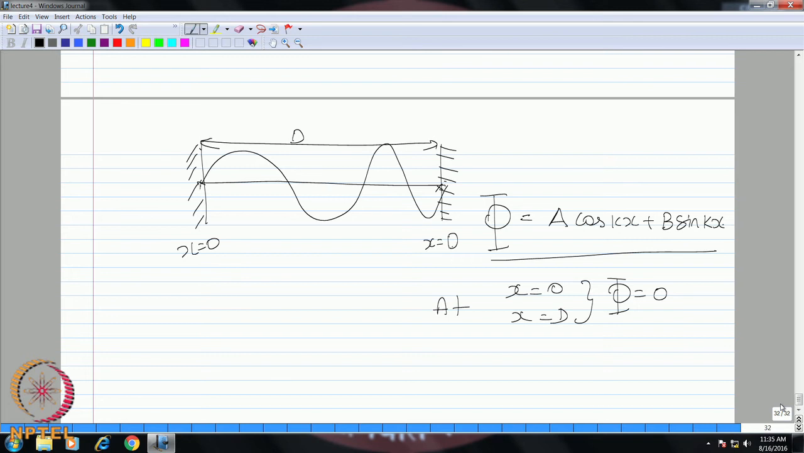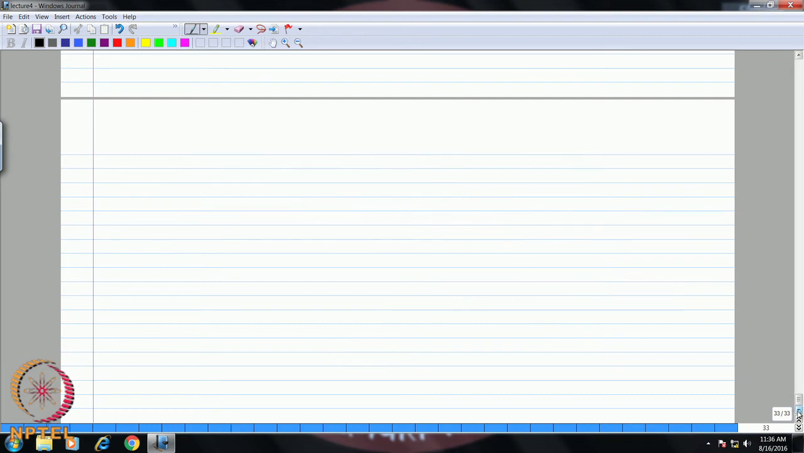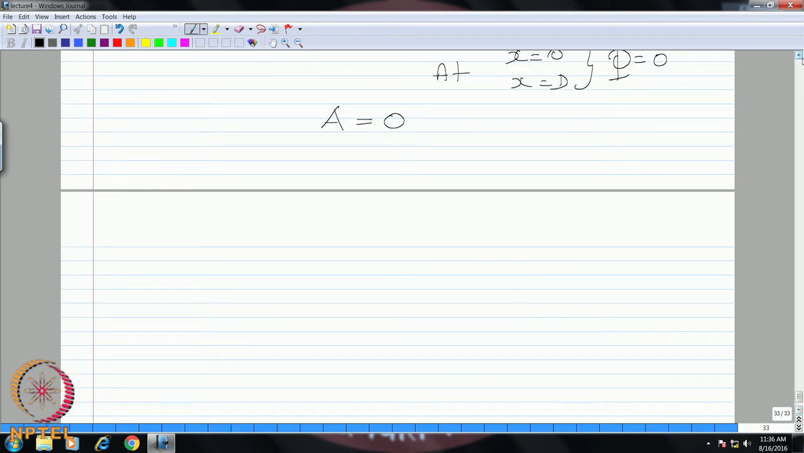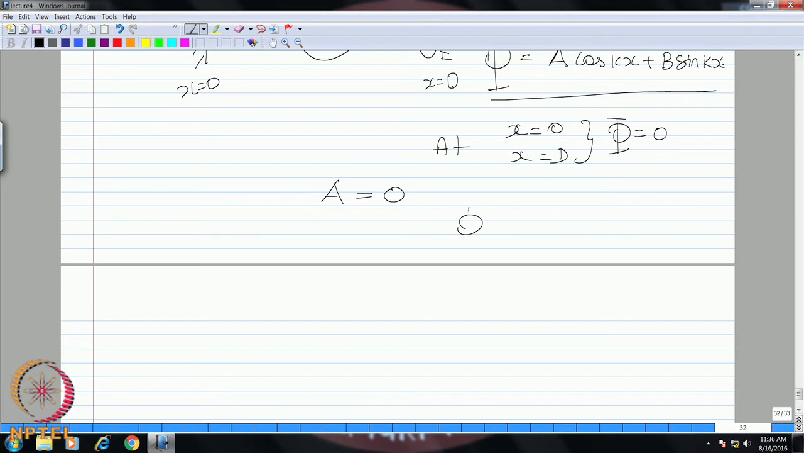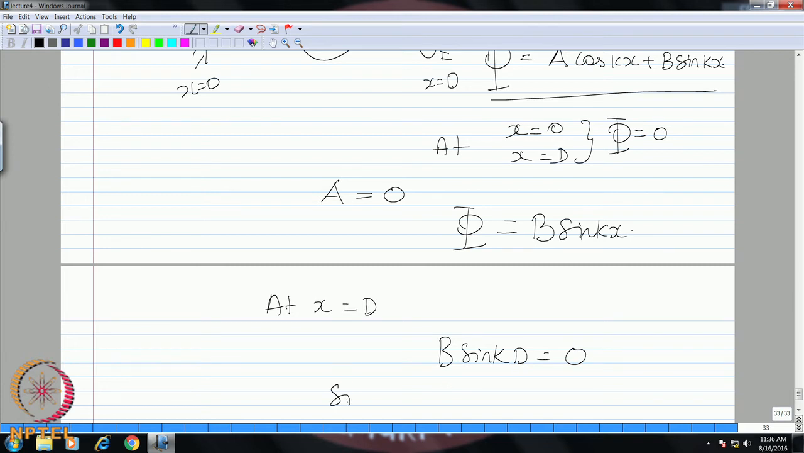So, therefore, what will A be? A will be 0, and therefore your phi will be b sin kx. So, if you apply the second condition at x equal to d, you have b sin kd equal to 0. If b is 0, the entire solution becomes trivial. So, therefore, sin kd should be equal to 0, which means that kd should be equal to n pi.